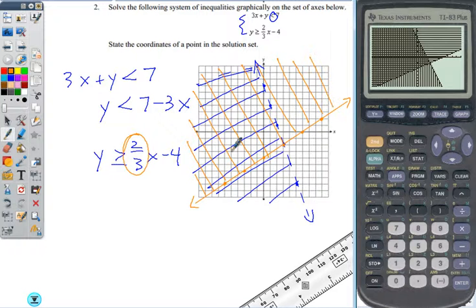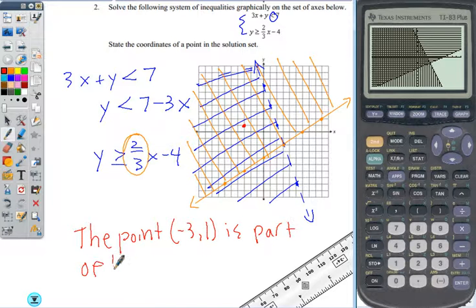So where the two solutions overlap, the two shaded regions overlap, that's where my solution is. So I can choose any point in this shaded area. It doesn't matter where. I'm just going to choose that point randomly. If I look at this point, that's negative 3, 1. So the point negative 3, 1 is part of the solution set. And I used words right from here. It's a point in the solution set. If you do all of this, you'll get full credit on this question. Good luck.